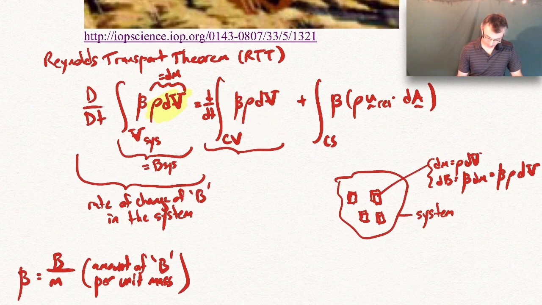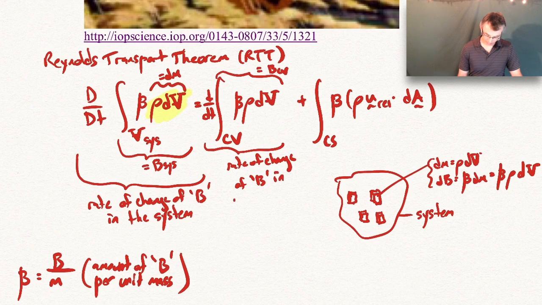The curly bracket on top is only concerning the integral. So that's the amount of B in the control volume. And so the d dt of that is the rate of change of B in the control volume. You'll notice that the integration occurs over the control volume.